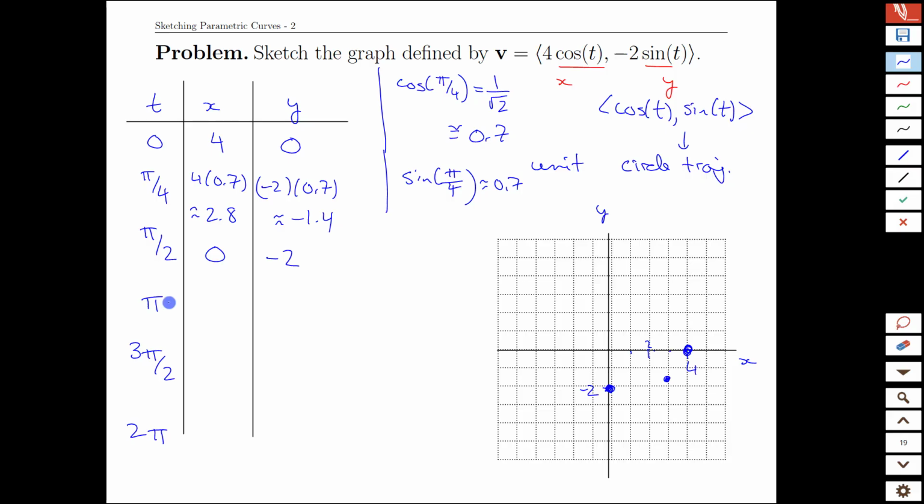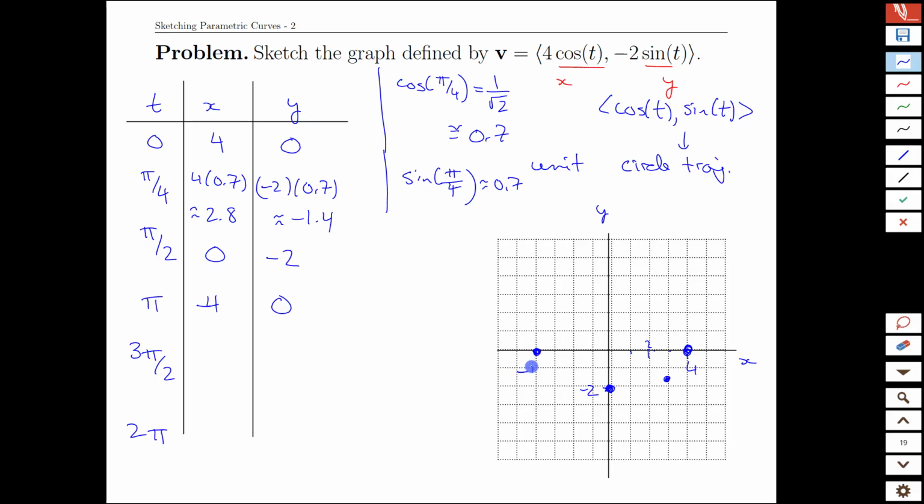Then we go to pi, cos of pi, reach for your calculator if you need to, is negative 1. Oh wait, but it's times 4, so we're going to get negative 4. And sine of pi is 0. And I think you can start to see some of the patterns emerging here. We started at 4, 0, then half a cycle later we're at negative 4, 0. Not too surprisingly, when we go to the next step, sorry, we should add that to our graph just for thoroughness here.